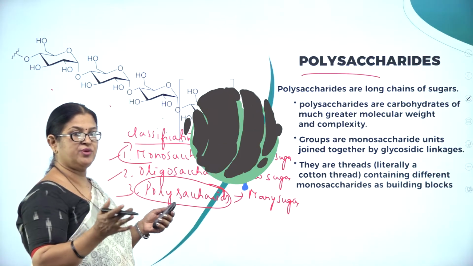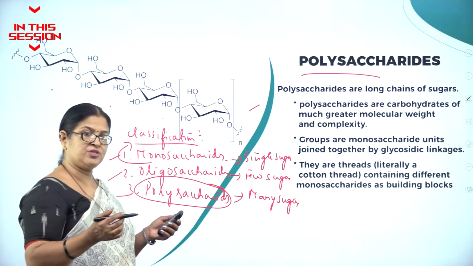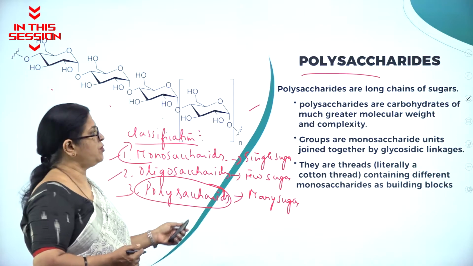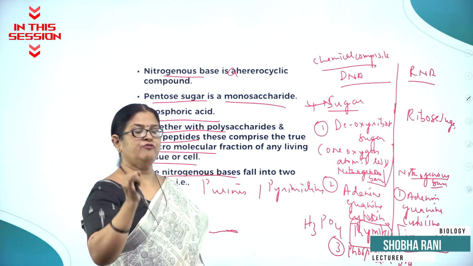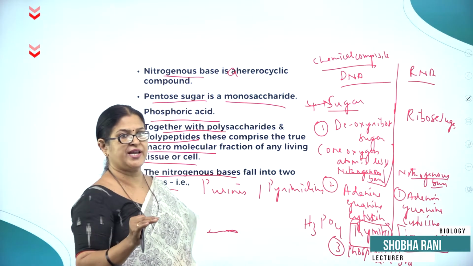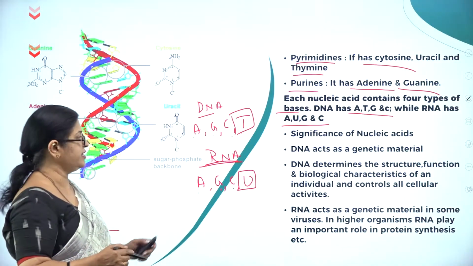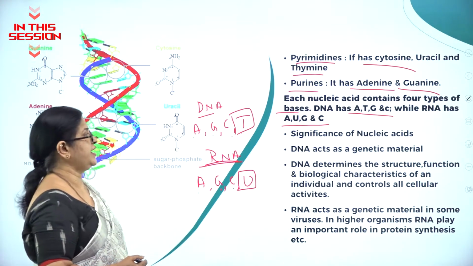Many monosaccharide units join together by the glycosidic bond and they are called polysaccharides. What are the three very important components? Sugar, nitrogenous bases and phosphoric acid. The thymine of DNA is replaced by uracil of RNA.